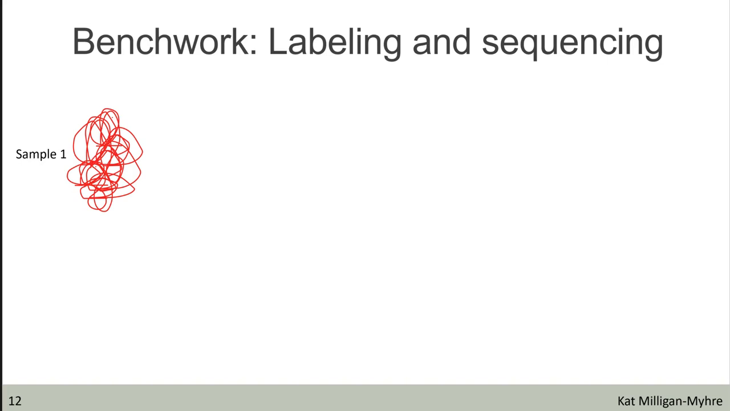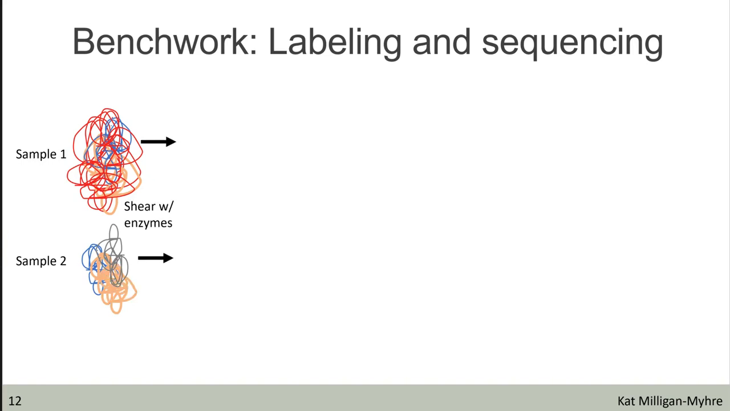So let's start with the bench work. For the bench work, what you do is you isolate your DNA. This little blob of red here is my sample 1 of DNA. And let's say there are lots of different microbes in that sample 1. So here we have lots of different microbes. Each one has a different color in sample 1. And then sample 2, we have more DNA. Each one has its own chromosomal DNA. Then you shear this DNA with enzymes or using physical shearing. So just literally breaking apart that DNA into smaller chunks.